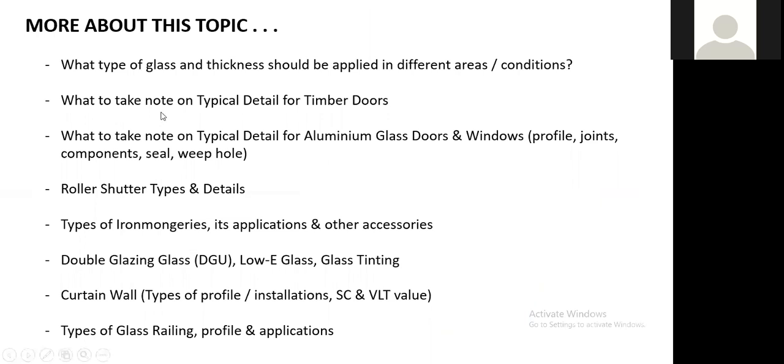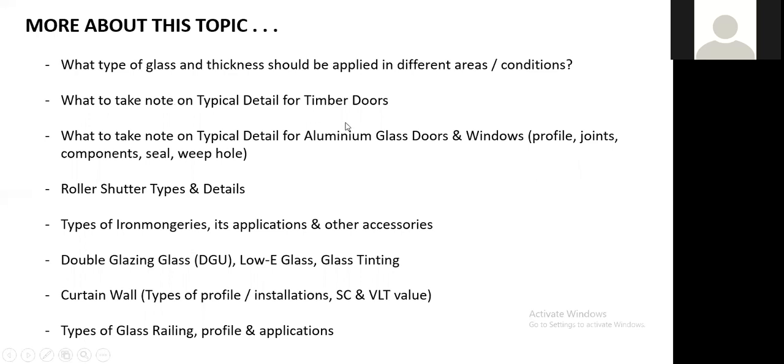What else can we talk about? What type of glass and thicknesses should be applied in different areas? So, for example, a 1.5 by 600 window. What kind of glass thickness and what type of glass should we use? This one, I think I'll discuss further with the supplier and I'll share in the next section. This is very important to decide which glass to use and what thickness.